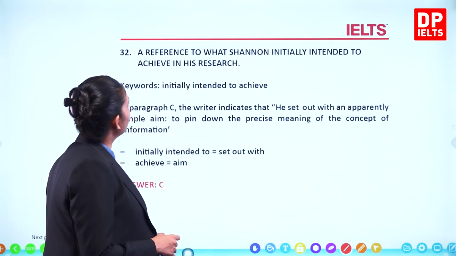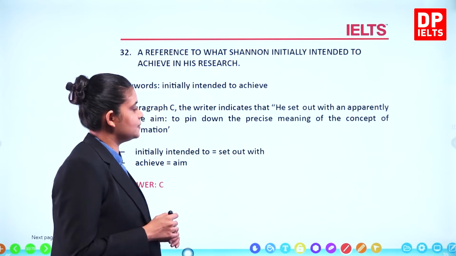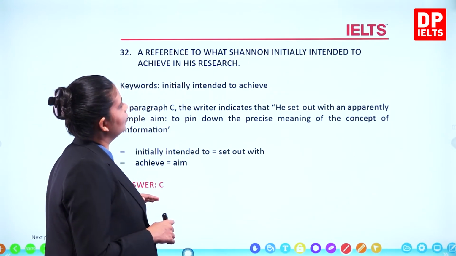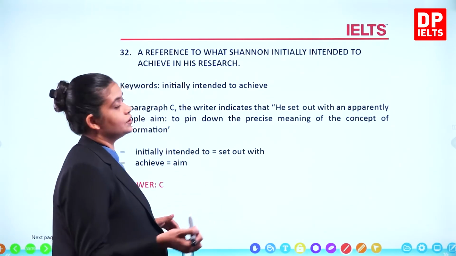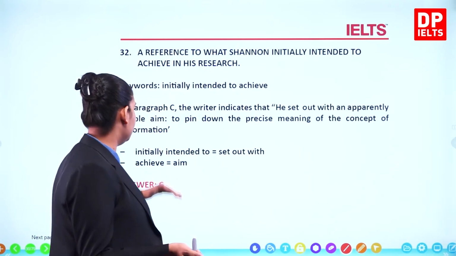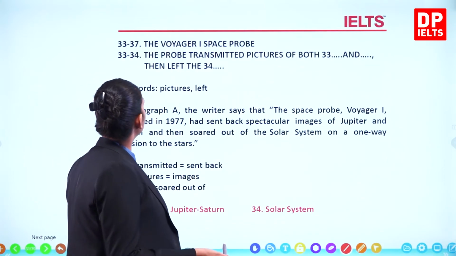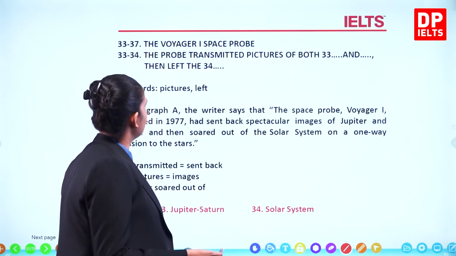32, a reference to what Shannon initially intended to achieve, right? So if you go to para C, he set out with an apparently simple aim, pin down the precise meaning of the concept of information. Very clearly what he wanted to achieve. Shannon is he. So what he wanted to achieve in his research. Clear? Para C. Okay.